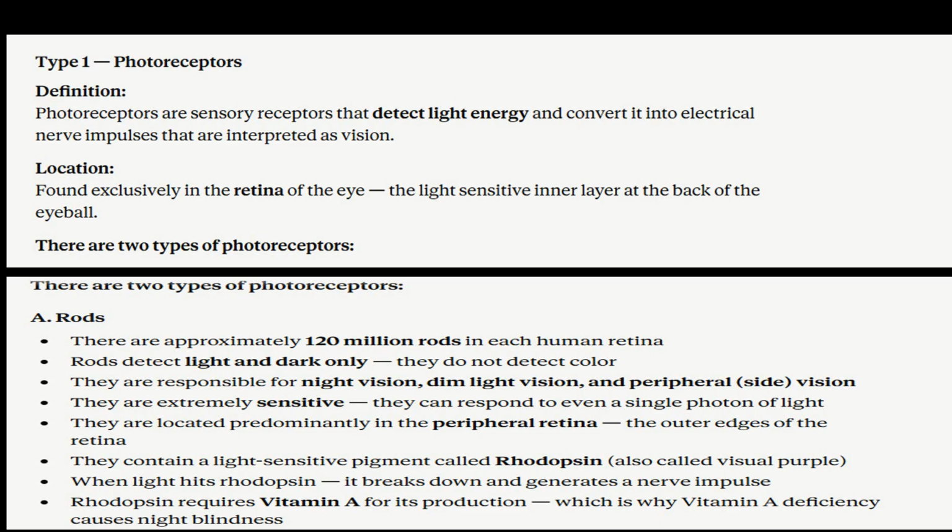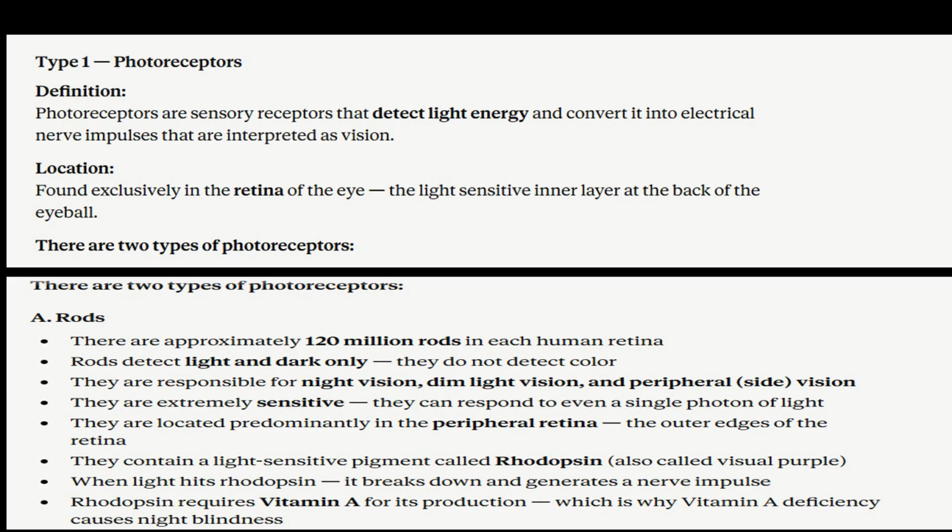They are responsible for night vision, dim light vision, and peripheral, or you can say side, vision. Okay, so for these kinds of vision, rods are utilized. They are extremely sensitive. Even if they are exposed to a single photon of light, they will respond immediately. They are located predominantly in the peripheral retina, that is, the outer edges of the retina.